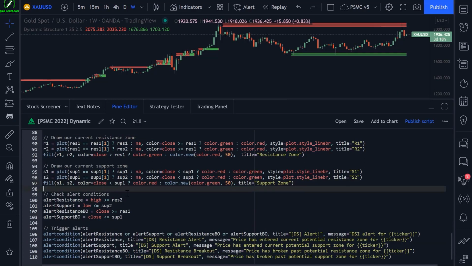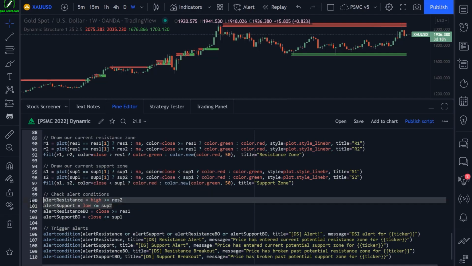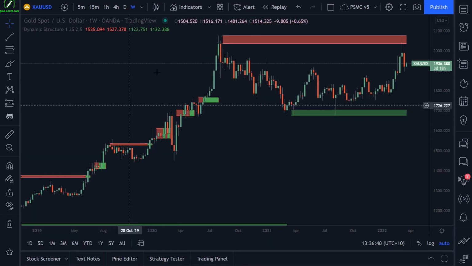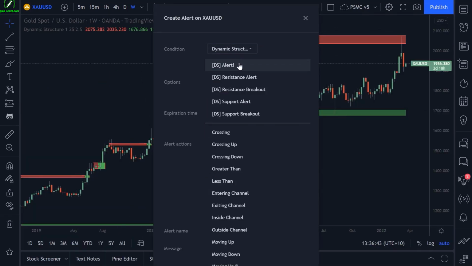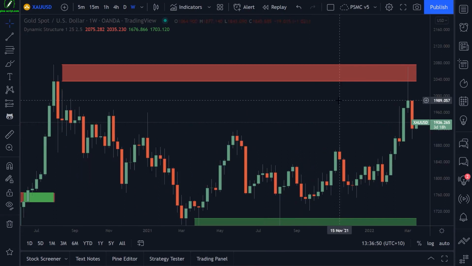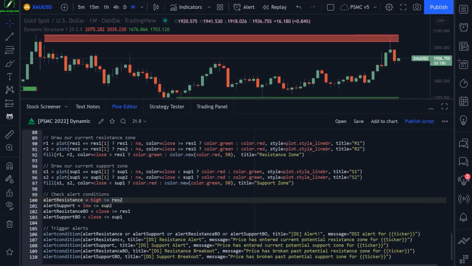And that's it. The final thing we do here is check some alert conditions. So here we have alert resistance and alert support. These two Booleans check if we are having a test of one of these zones. So for example, alert resistance: if I had set my alert up here and selected my dynamic structure script and selected resistance alert, this alert would trigger if the current bar's high is greater than the lower part of our zone. So res2, sorry, res2 is the highest body. If the current bar's wick pierces that highest body, that means we are having a price action test of the zone and it would trigger an alert based on that condition.